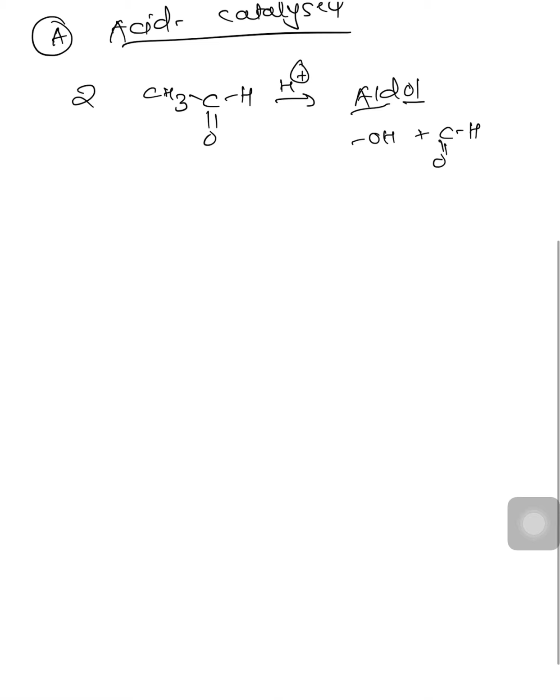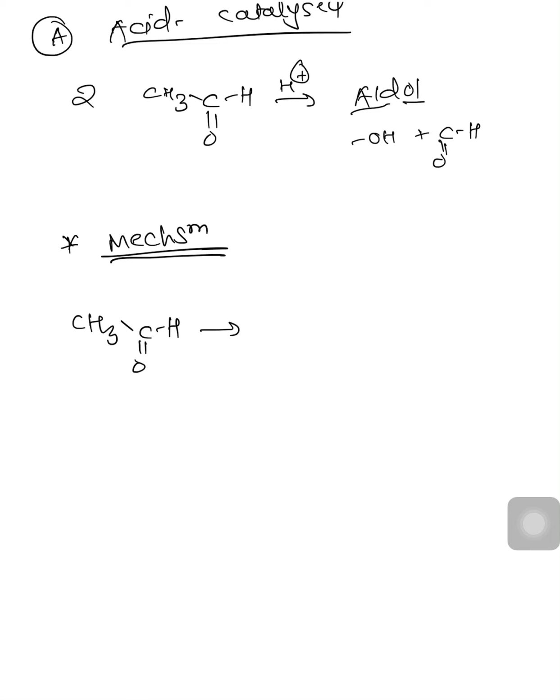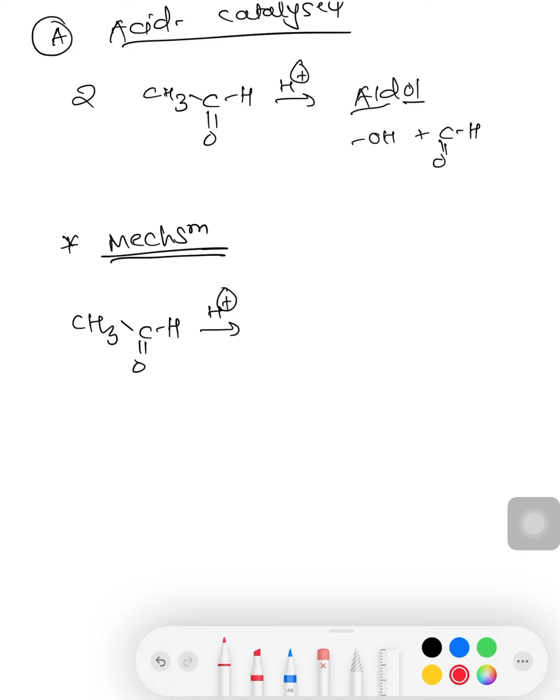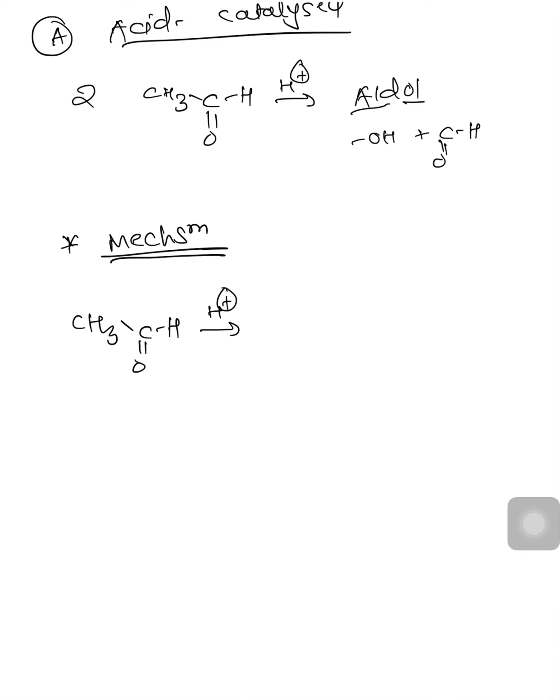Now let us discuss the mechanism. Suppose initially we are taking 1 mole of acetaldehyde, which in presence of H plus will react with oxygen. Why oxygen? See, there will be reaction between oppositely charged species. Oxygen is electronegative, this carbon is electropositive. So negative will react with positive. Also we know that oxygen has 2 lone pairs of electrons. So this lone pair will attack the H plus.